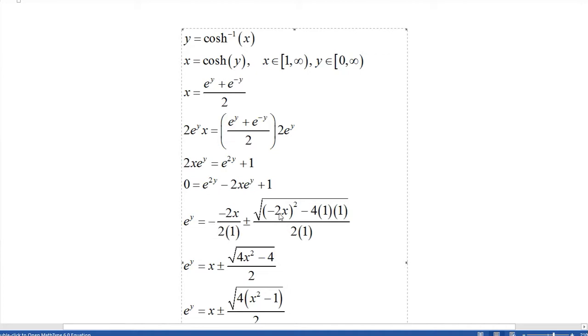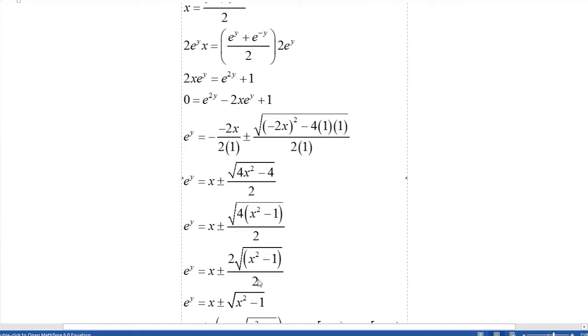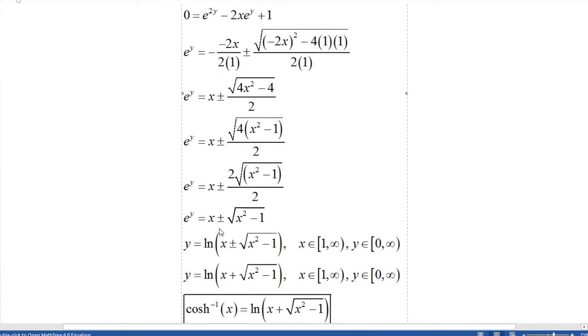A is 1, and so forth. There's a quadratic formula. You guys know how to do that. Simplify. The two negatives cancel. The 2's cancel. This first part here is just x. This is 4x squared. This is very similar to the one we did earlier with sinh. This is 4. We can factor a 4 out. Take the square root of that, which is 2. The 2's cancel. And we're down to this point.